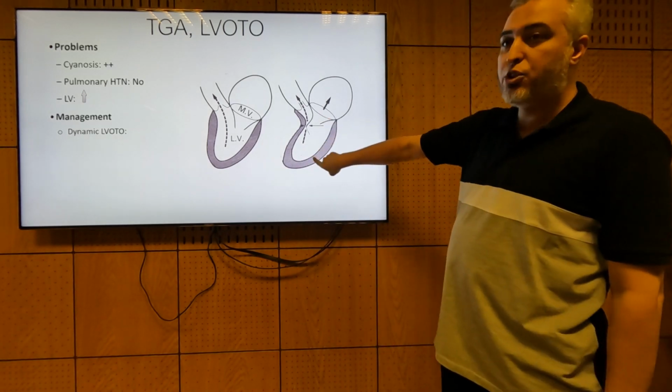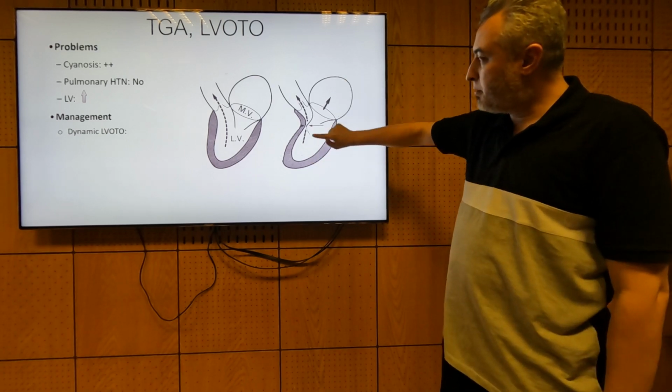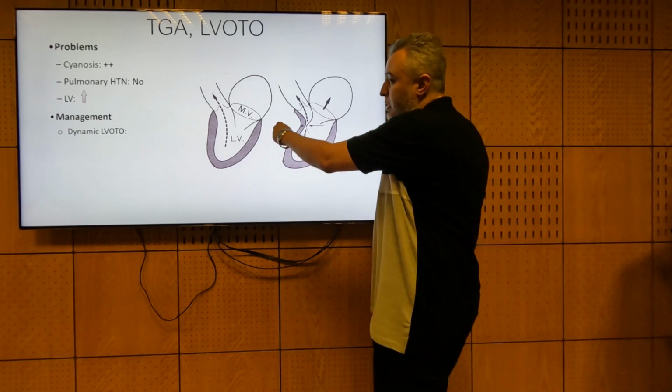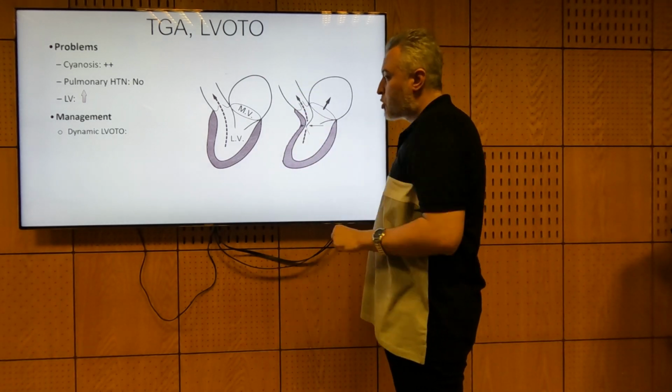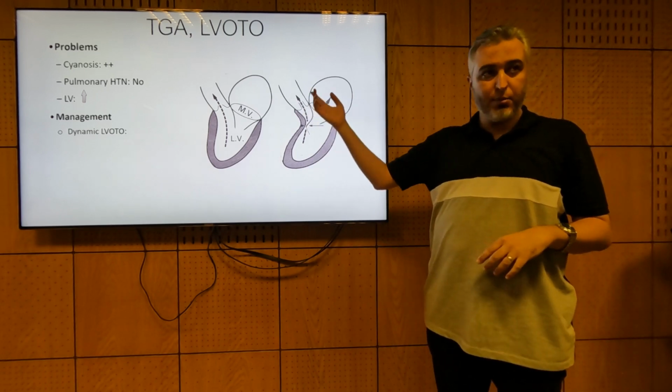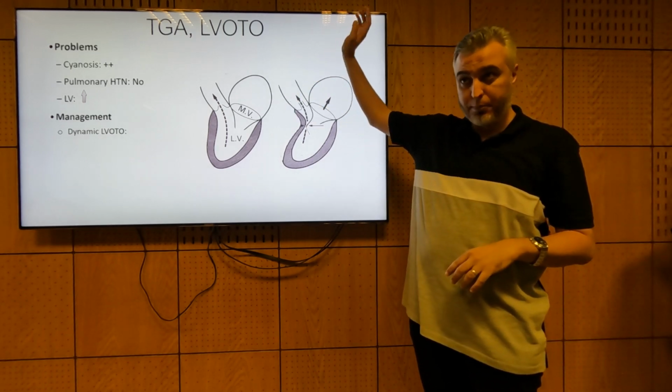Let's assume that this is a TGA. Left atrium, left ventricle, pulmonary artery. And then on the other side is the right ventricle. So which ventricle has higher pressure? Right ventricle, because it's exposed to systemic pressure.